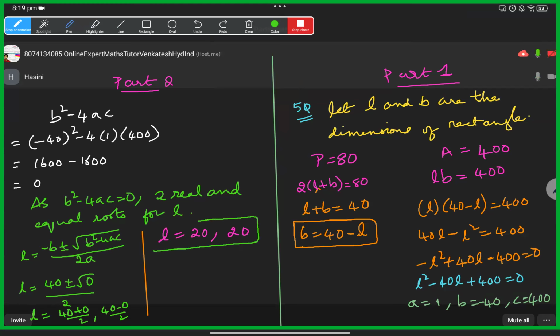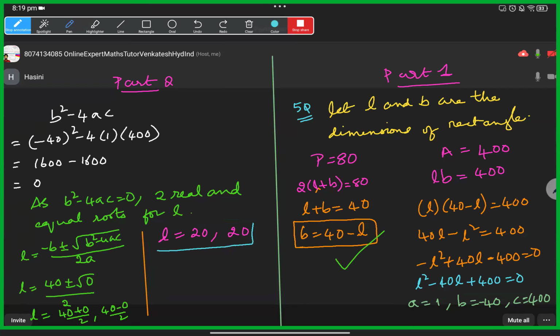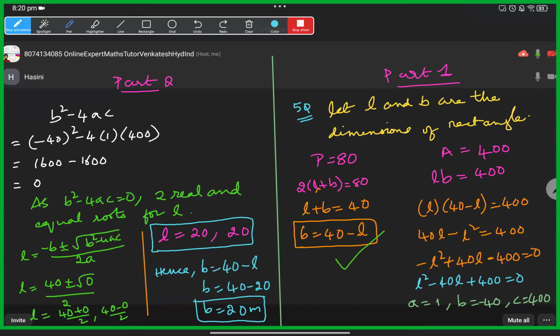Since we got both values same, we can just substitute the L value in this equation and we will get the B answer. Hence, B is equal to 40 minus L, B is equal to 40 minus 20, B is equal to 20. The other one also we will get the same anyway. L and B values are 20.